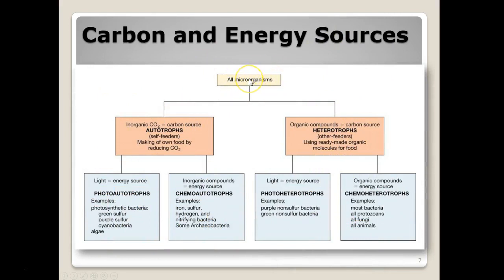So if you want to take a look at the whole big scheme of things with microorganisms, we can break them up into either autotrophs or heterotrophs, and that's breaking them up by the carbon source, either inorganic or organic. And then you can add to it whether they're using light as an energy source or if they're using chemical compounds as their energy source. So we do have photoautotrophs, chemoautotrophs, photoheterotrophs, and chemoheterotrophs. With this class having a focus a fair amount on pathogens, what we're really going to be looking at a lot is chemoheterotrophs. And so you can see here it's most bacteria, all protozoans, all fungi, all animals, that sort of thing.